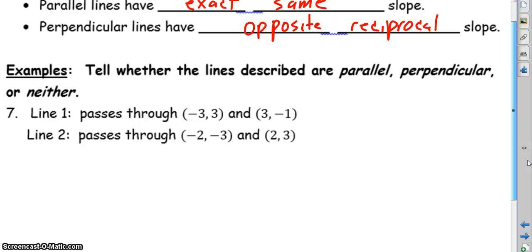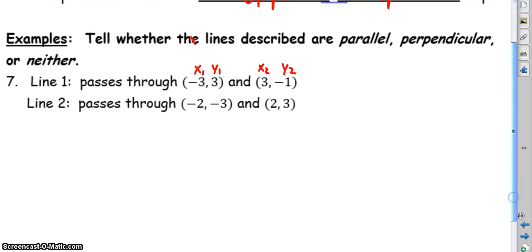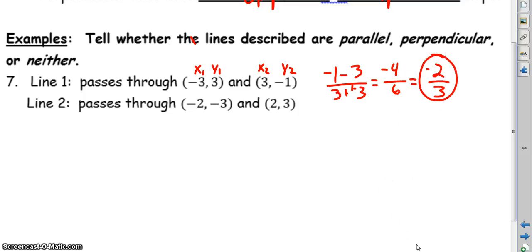So in number 7, the first line, we have (-3, 3) and (3, -1). So I'm going to plug those points into my formula, -1 minus 3 over 3 minus -3. So my first slope is -4 over 6, which is -2/3. Okay, that's the slope of line 1.